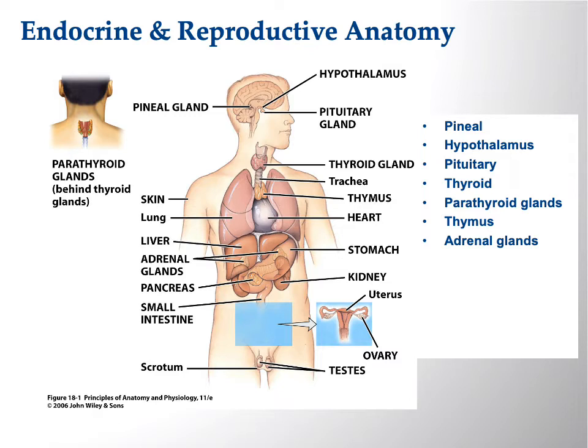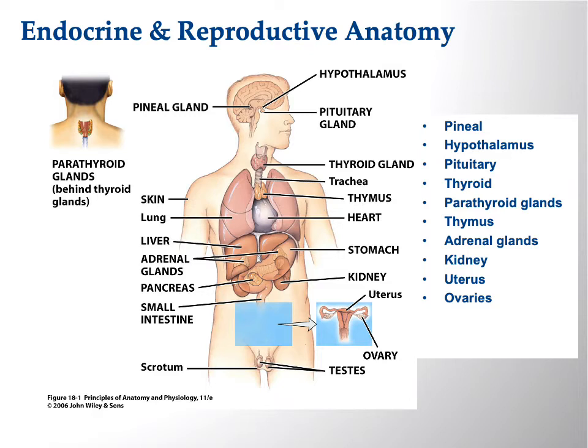The adrenal glands, adrenal, at the kidney. They sit directly on top of the kidneys. Kidney, of course. Uterus, all right, in females, we saw that before, sitting on top of the urinary bladder. The ovaries and the testes are corresponding organs for male and female.